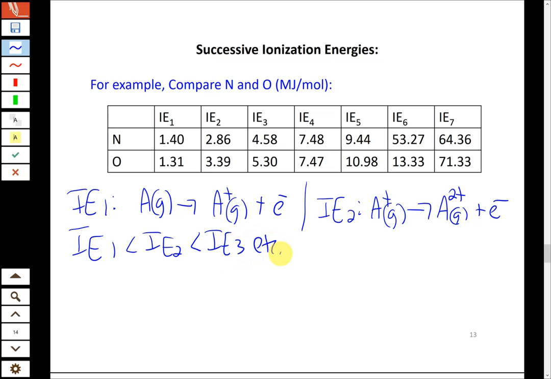And that's what we're showing here. We have nitrogen and oxygen listed here. We see that for both of these, the ionization energies increase as we remove more and more electrons. Each number is bigger than the one before it. All right, that's because just in general, it's harder to remove an electron from a cation. Because those higher order ionization energies require you to remove an electron from something that's already positively charged, and that's harder to do.